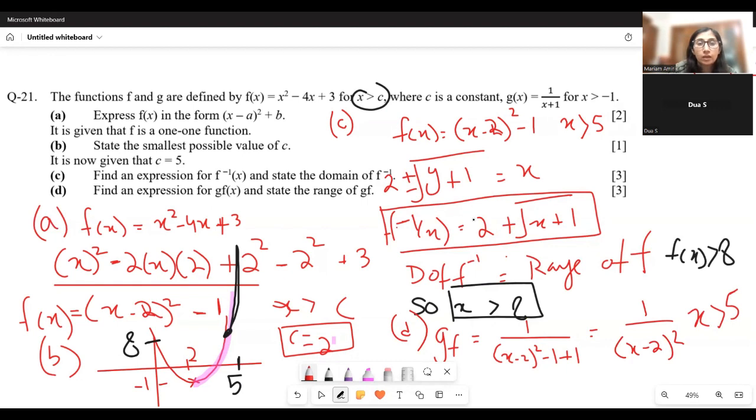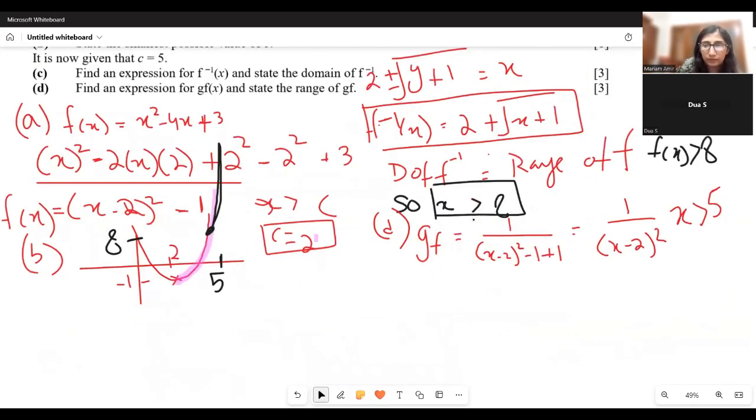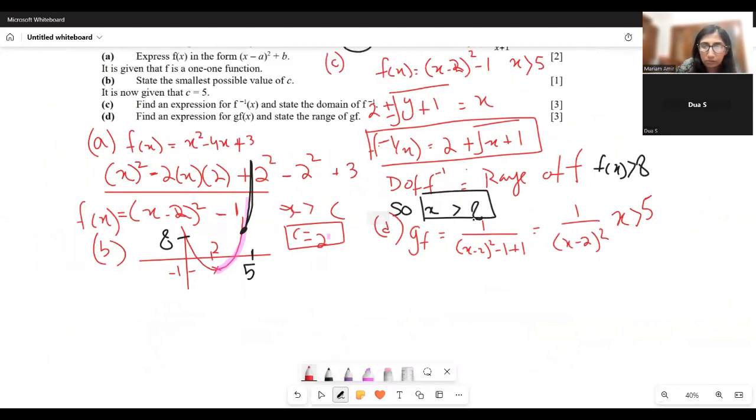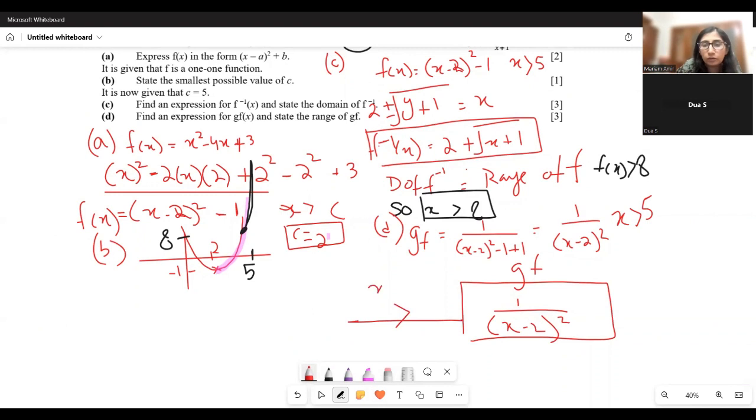Now you have to find the range of gf. Let's do it with the block method. We know gf is 1/(x − 2)². The allowed input values are greater than 5. Let's see what answer we get at 5. That's 1/9. At 5 we get 1/9. When x equals 5, y or gf equals 1/9.